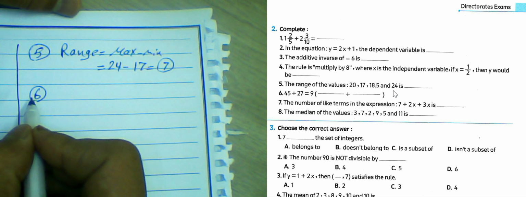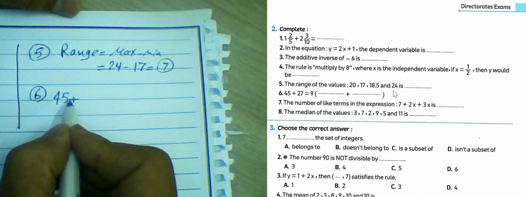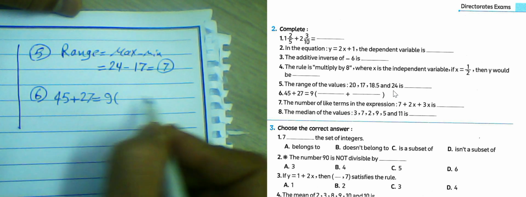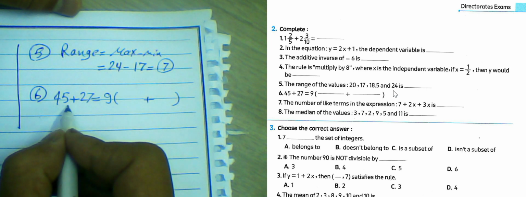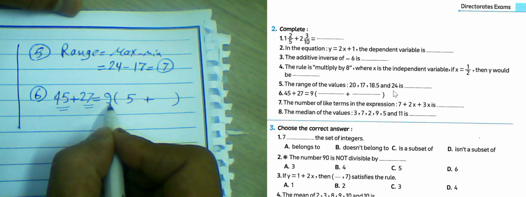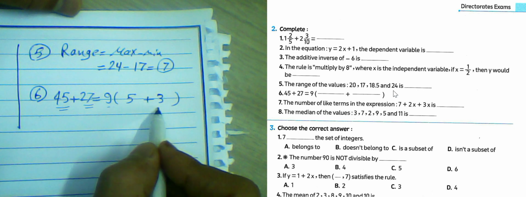Question number 6. 45 plus 27 equals 9 product by, 45 divided by 9 will be 5, and 27 divided by 9 equals 3. So you must write 9, 5 and 3 in the space.